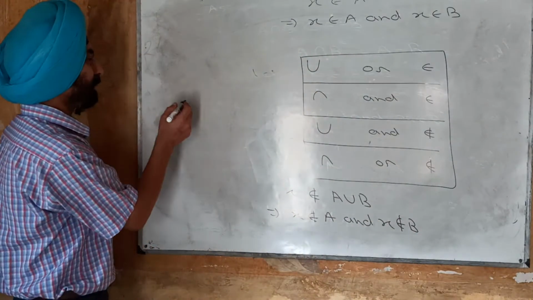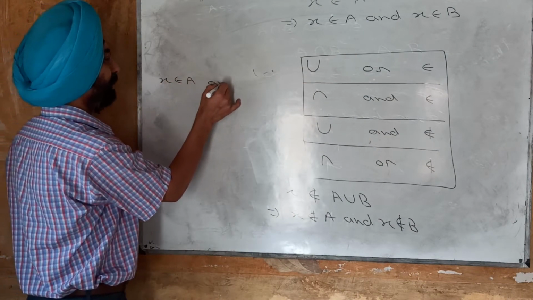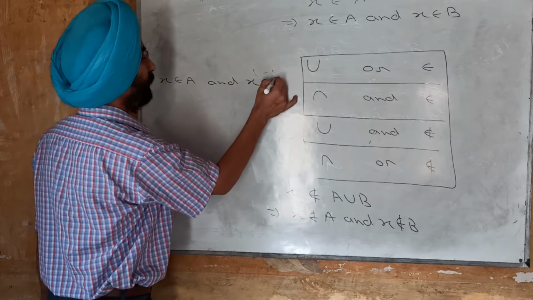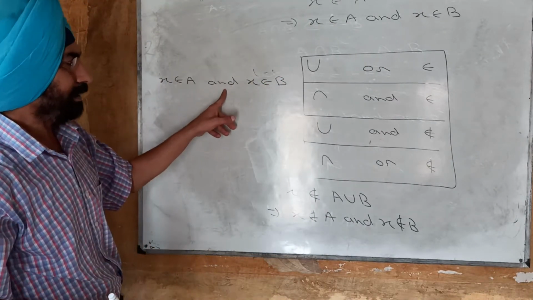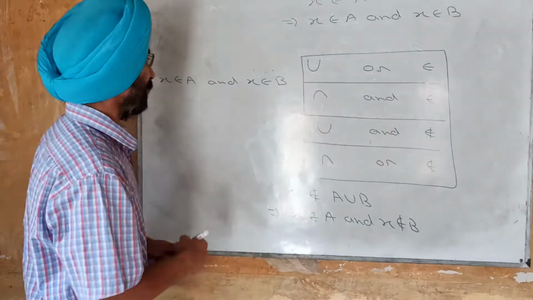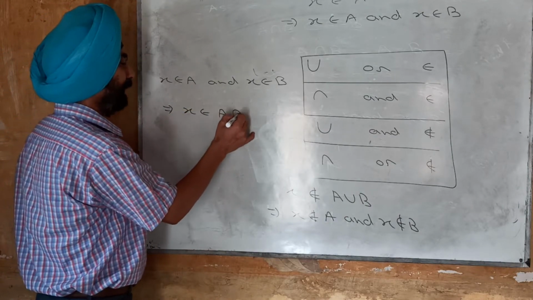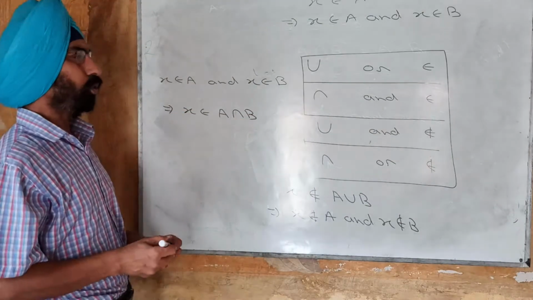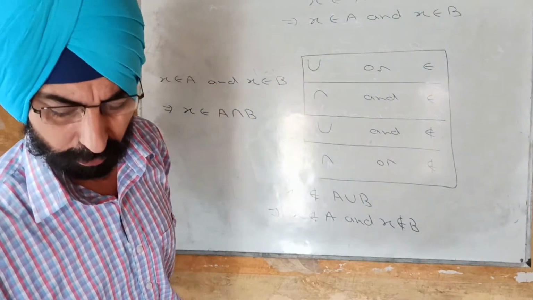Even if you write, suppose X belongs to A and X belongs to B. Now, there are symbols belongs to and "and". Belongs to and "and" is in the third row, so intersection is obvious. So this means X belongs to A intersection B. So this table will help you a lot in proving the questions of set theory.